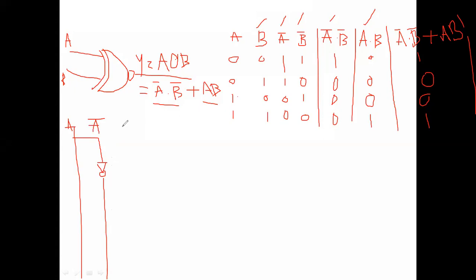A bar. Next, this line belongs to B. If you connect a NOT gate to this, this is B bar. Now what is the expression here? A bar dot B bar. So take here.